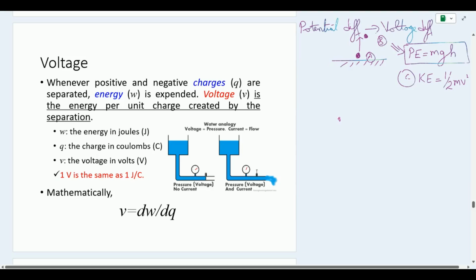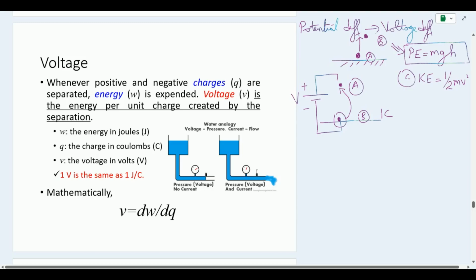a certain charge of 1 coulomb lying on the ground. Let us call this point B. And I want to now move this charge to point A. So what will I do? I will provide it certain energy. Let's say that energy comes in the form of a voltage source or any external energy. Let us say I excite this in such a way that this charge is now moved from point B to point A. So this charge has gained a certain amount of energy.